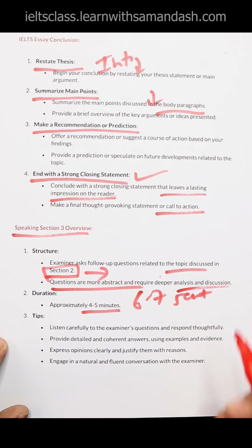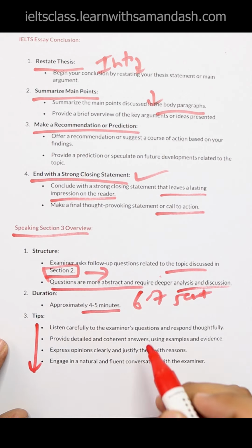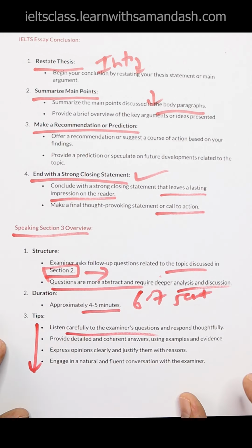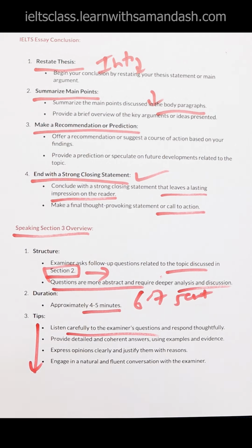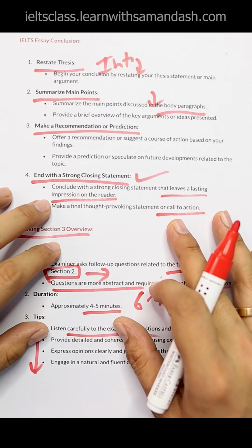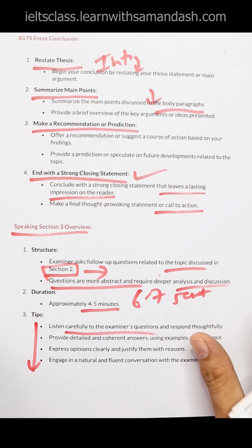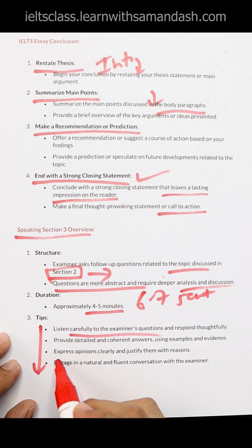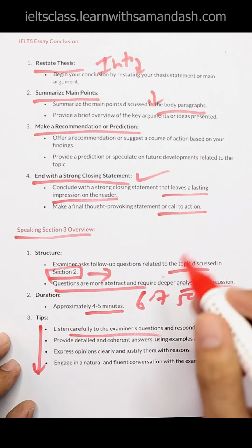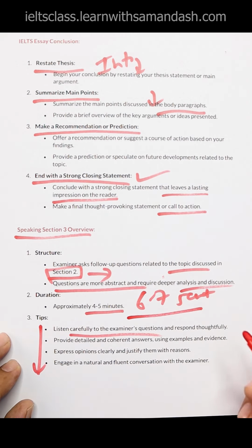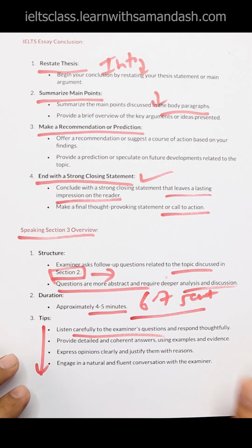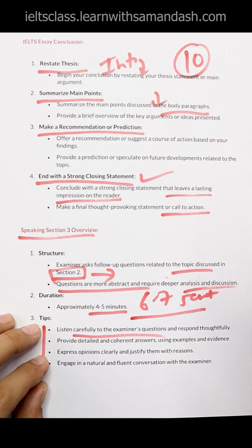Please remember that you have to listen to the examiner carefully because these questions are lengthy, so you have to understand them. Without that, you will definitely mess up. So yes, we have some tips, but you understand this is the structure. You have to speak for 6 to 7 sentences. Questions are related to section 2. This is your, I believe, day 10.